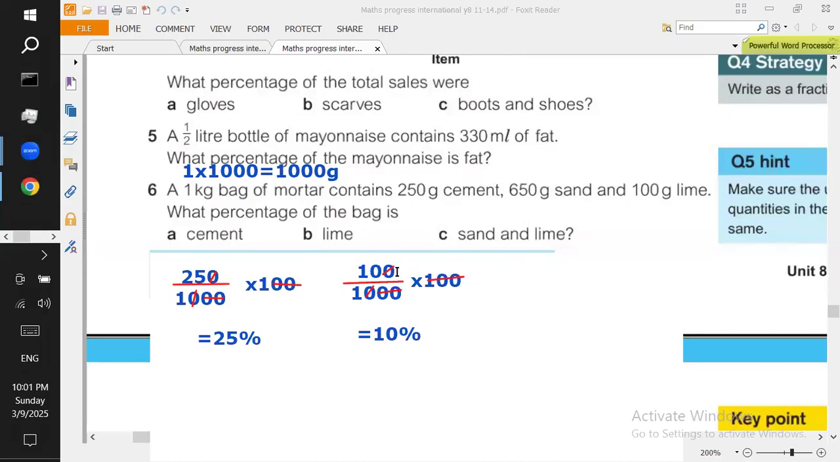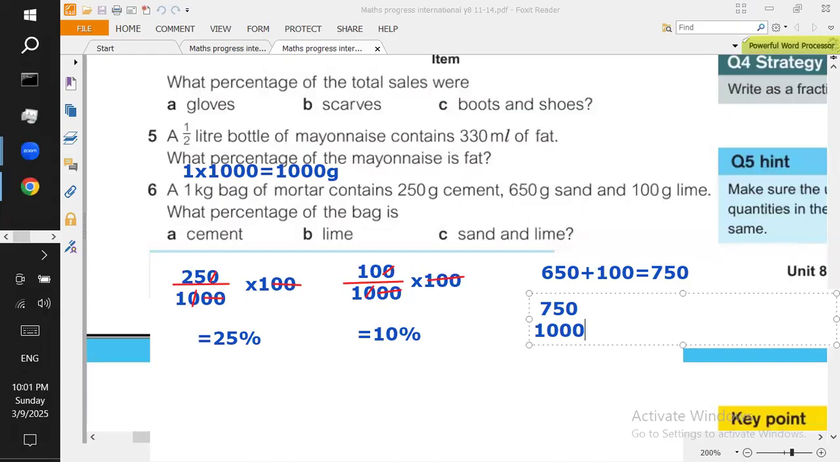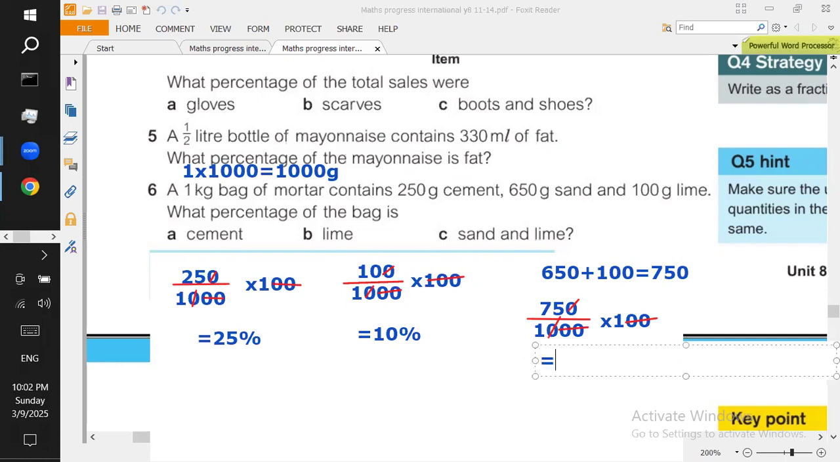Okay. Now, sand and lime together. So sand is 650, lime is 100. So when we add them together, 650 plus 100 will equal 750. Now I'm gonna use it as a proportion. So 750 over 1,000. Now I need to turn it into a percentage. I just multiply it by 100. As we said, we can simplify by removing zeros together, two zeros, two zeros, and the answer will be 75%. So this one is 75%.